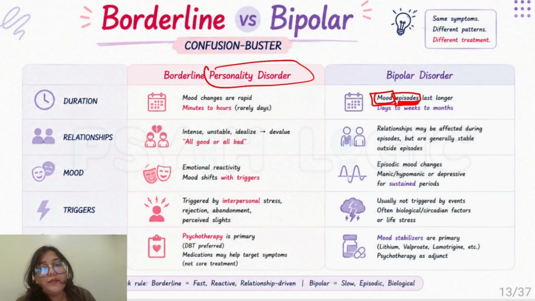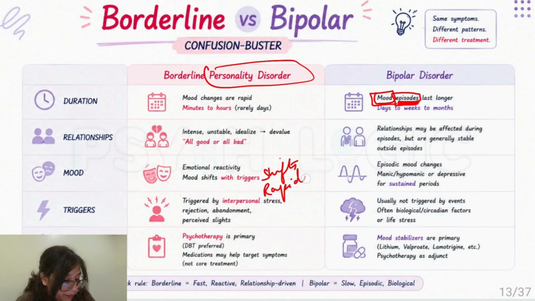In borderline personality disorder, it can change within minutes or hours. Why? So it shifts rapidly. When it comes to bipolar disorder, these do not just last for 30 minutes, they last for 1 week at least. Even for hypomania, it has to last for at least 2 consecutive days, right? And a depressive episode has to typically last for 2 weeks, right? So borderline changes are rapid, bipolar changes are prolonged, right?